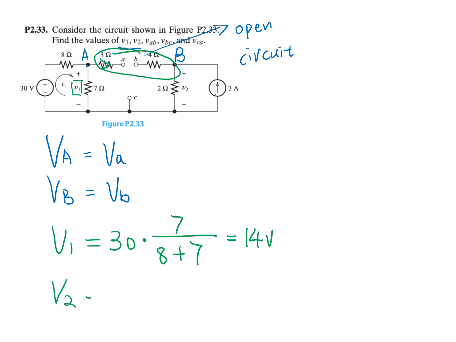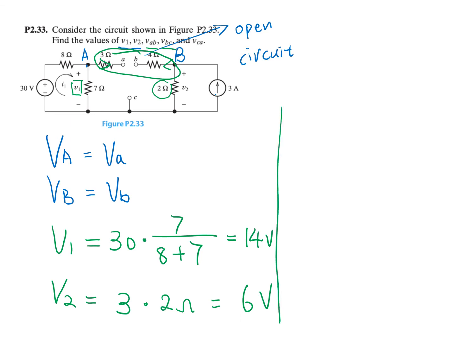And for V2, very similarly, there's no current flow here, so all of the current flows into the 2 ohm resistor. That is 3 times 2 ohm, and this is 6 volt. Now we have V1 and V2. We can continue to find VAB and VBC.